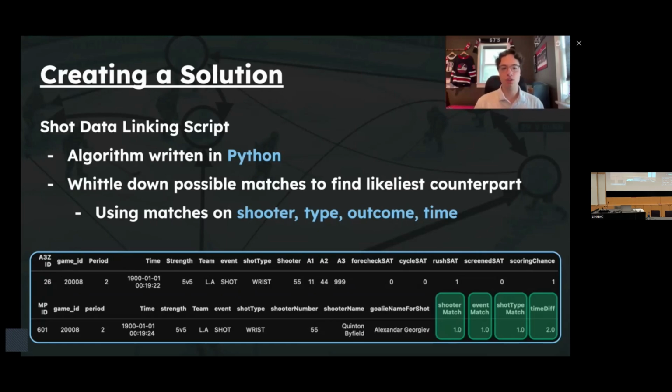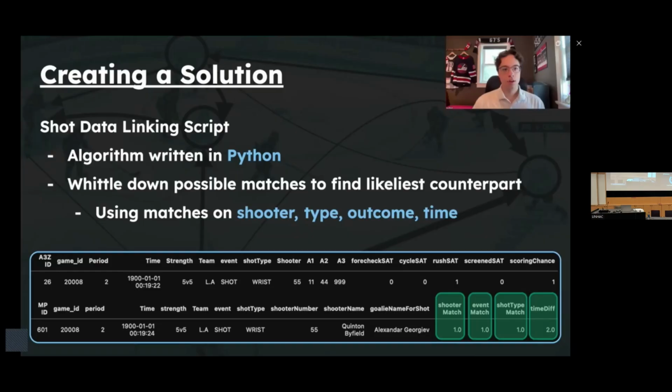This is done using filters upon the shooter, the type of shot, the eventual outcome of it, and the time difference between the two. Now, what we get is the more detailed coordinates and expected goal values from the MoneyPuck side blended with the context and pass tracking from All Three Zones, giving us around 25 to 35,000 shot attempts per season, depending on how many games were tracked.